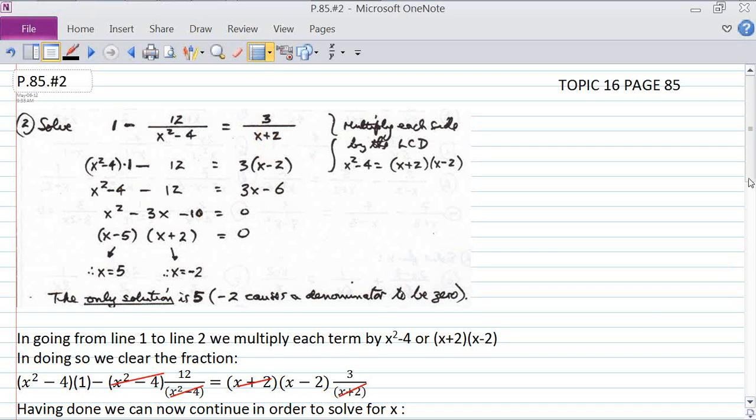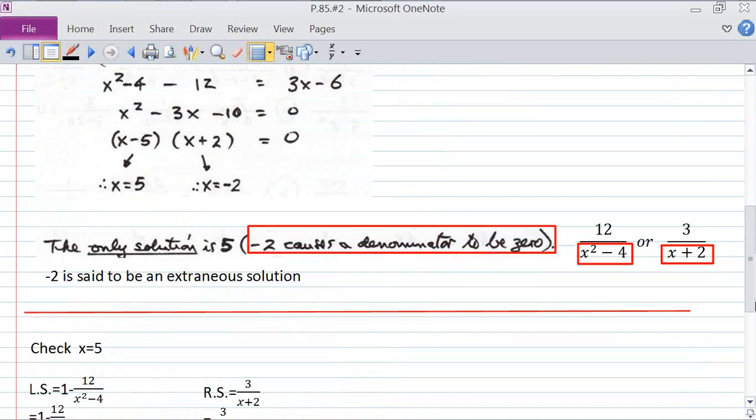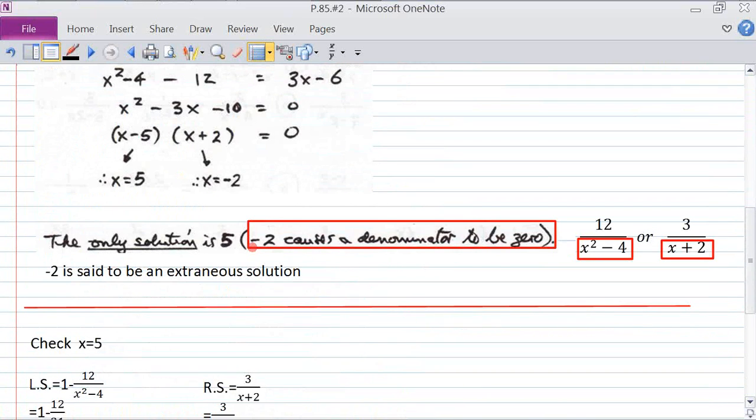I cannot have the denominator of a fraction equal 0 because then it's undefined. So we say that minus 2 is an extraneous solution. So the only solution is 5.